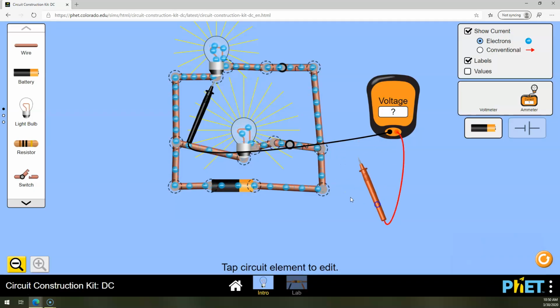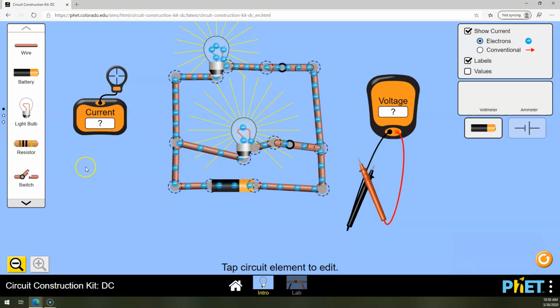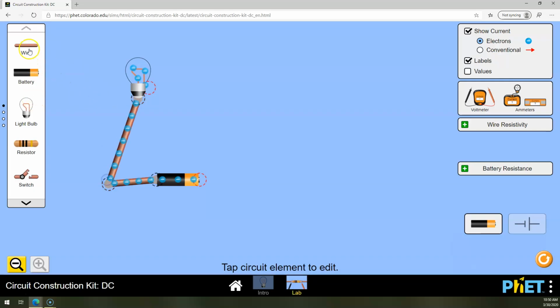What if I want to measure how much charge is flowing through? Well, I'm going to use this thing called an ammeter. It measures current, and I don't like this ammeter. Do they have the other ammeters on here? Maybe if I go to the lab. Good. So I'm going to quickly build another circuit. I'm going to build a light bulb. One.